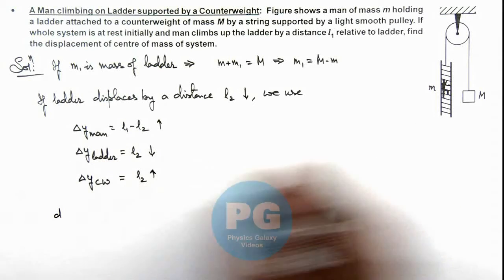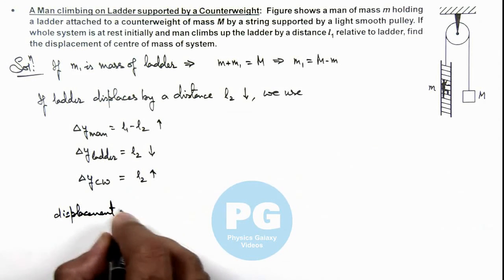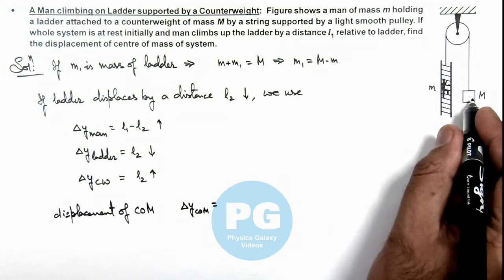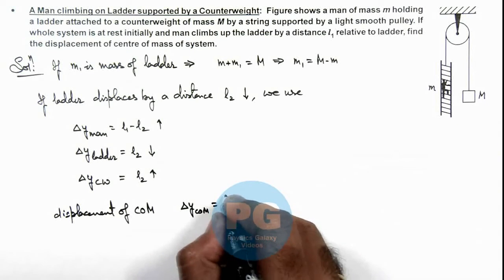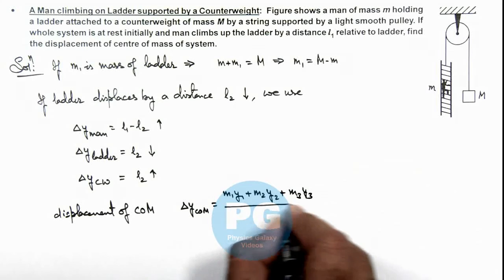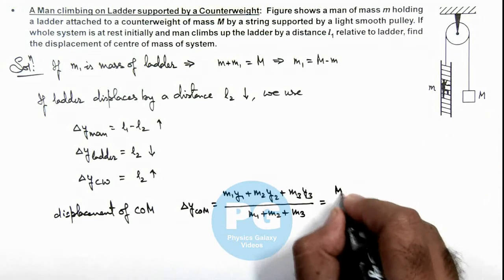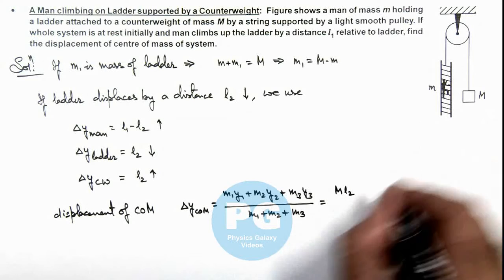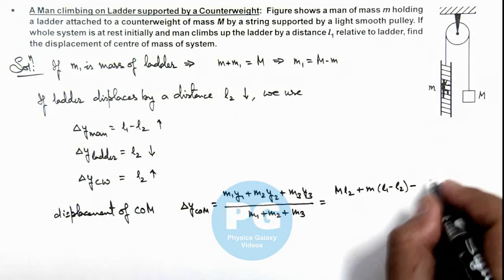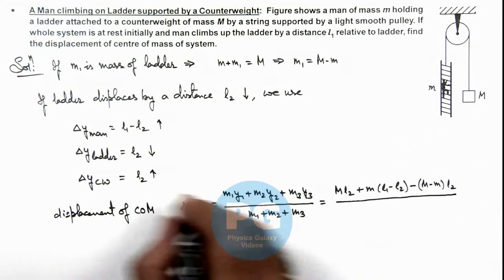So using these displacements of the three bodies, we can find the displacement of the center of mass as delta y com is equal to, for the counterweight as it is going up, we can use the relation m1 y1 plus m2 y2 plus m3 y3 divided by m1 plus m2 plus m3. So here we can substitute for m1 as counterweight, we write M L2. Then for the mass of the man, we can write m multiplied by L1 minus L2. Minus, as the ladder is going down, we can write M minus small m multiplied by L2, divided by the sum of these three masses, which is 2M.